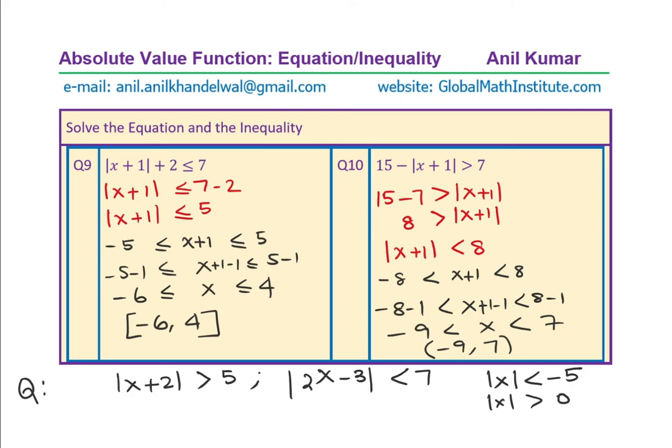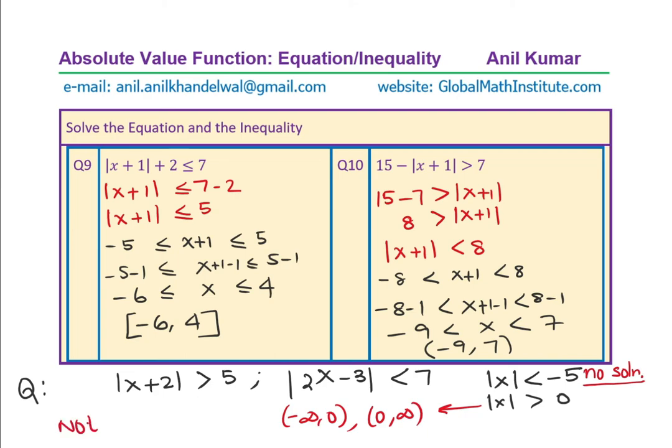When I say absolute value is less than minus 5, is it possible? No, it is not possible. So for this, we have no solution. Do you understand? It is always positive, and therefore, this is never true. But when we say it is greater than 0, it means what? It means that the solution is everything but not 0, correct? Very important question. So the solution for this is from minus infinity to 0, and then from 0 to infinity, right? 0 is not a part of the solution for this one, right?